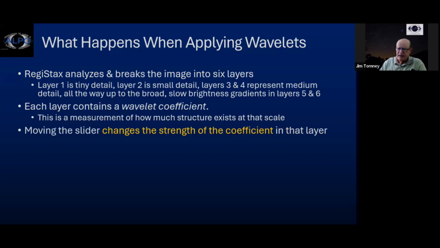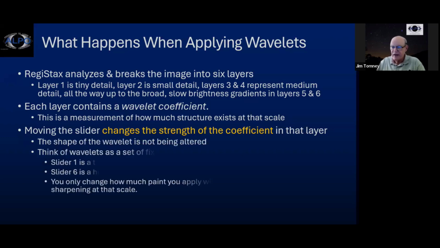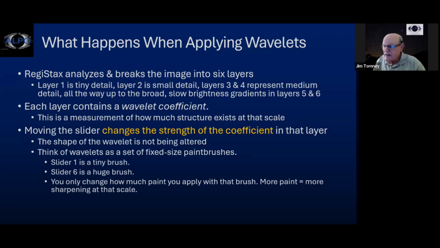So in RegiStax, we have that little lever according to each of the levels. If we move that slider, that basically is going to change the strength of the coefficient in that layer. So you're not changing the shape of the wavelet. That's holding the same. But a good way to think of it is that your wavelets are like a set of paintbrushes. Slider 1 is a tiny paintbrush. Slider 6 is a very large brush.